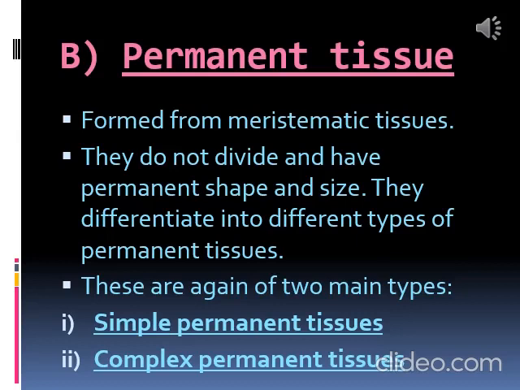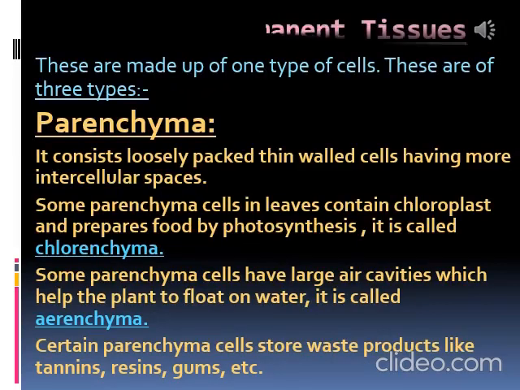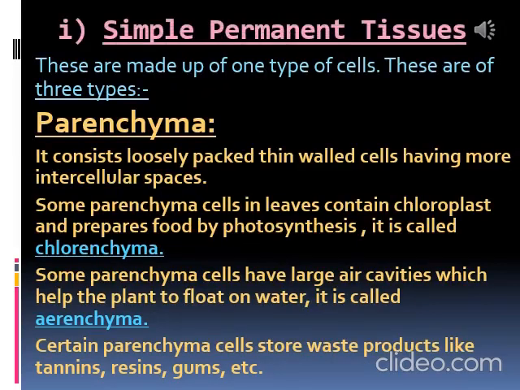Now we can again differentiate them into two main types. First is simple permanent tissue. Second is complex permanent tissue. First type is simple permanent tissue: the tissues in which the permanent cells are similar in structure, origin and function. That is, these are made up of only one type of cells. We call them simple permanent tissues.